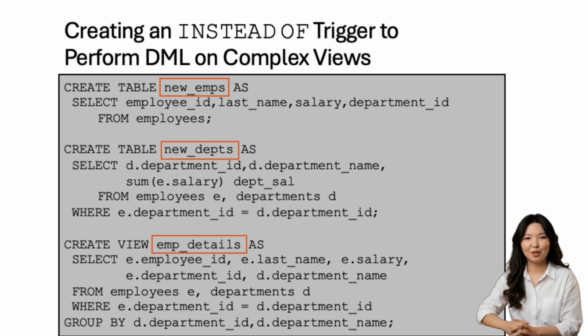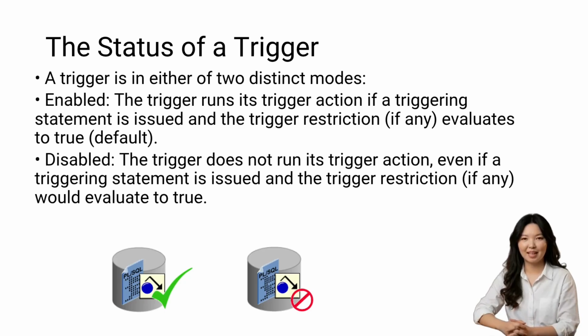A trigger can be either enabled or disabled. When enabled, it executes its action if the triggering statement is issued and any restrictions evaluate to true. Conversely, a disabled trigger will not execute its action regardless of the triggering statement or restriction evaluation.